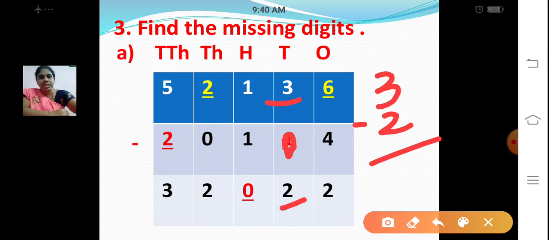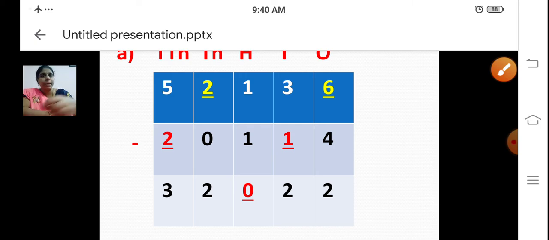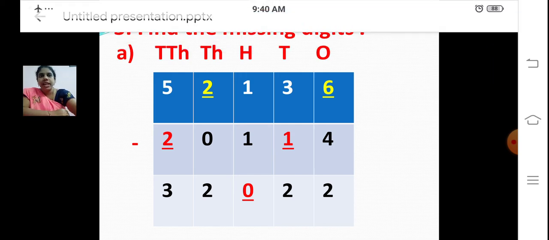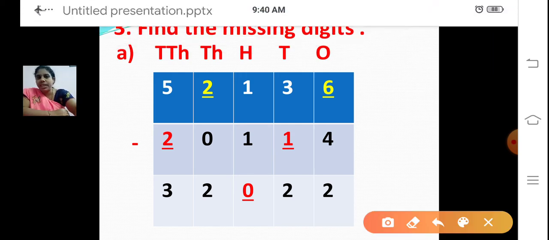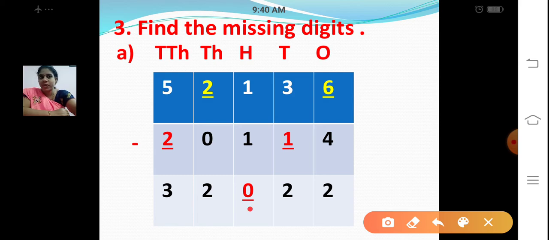So 3 minus 2 is 1. Write it down. So the subtrahend is 1. Now let's find out the difference. You all know how to subtract, right? 1 minus 1. 1 minus 1 is 0. So write it down, 0 in the blank space. Now let's move on to the next one.